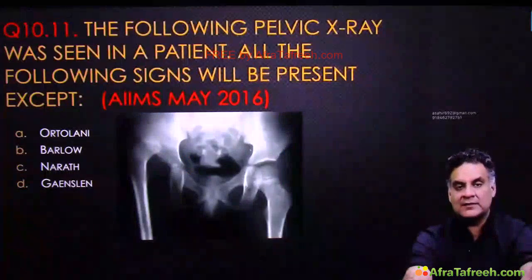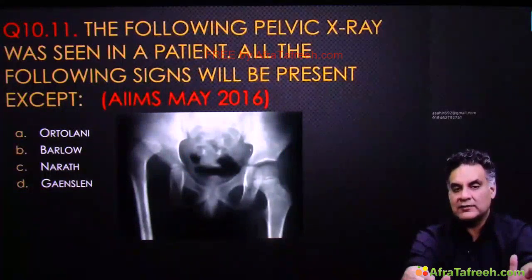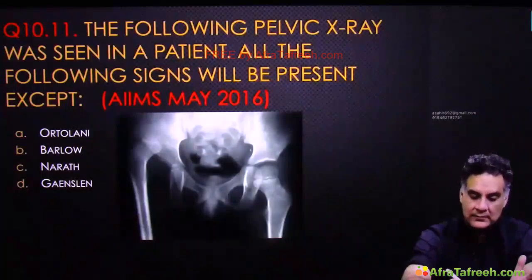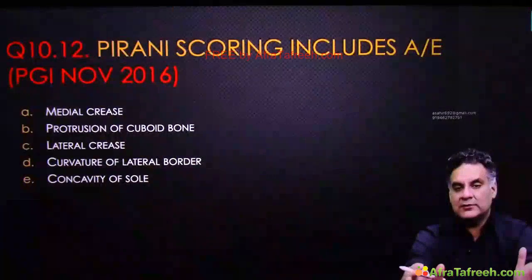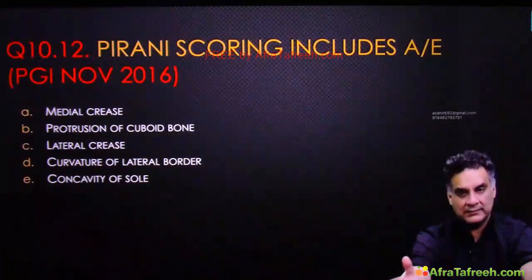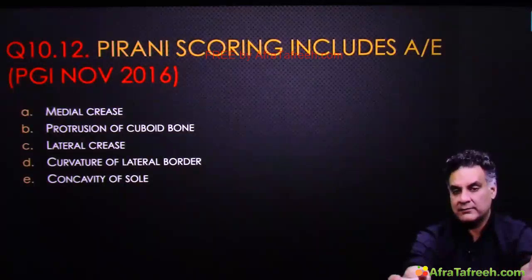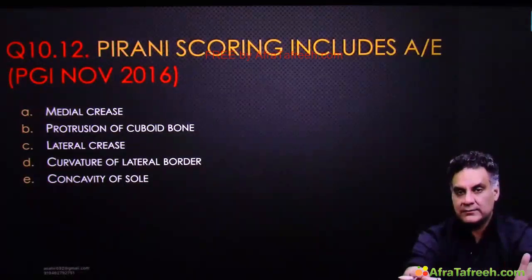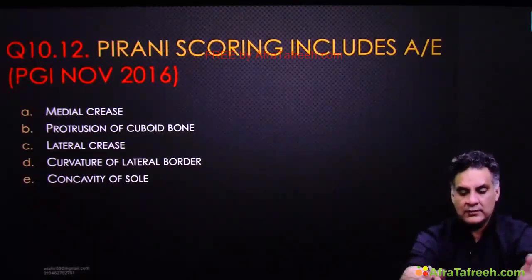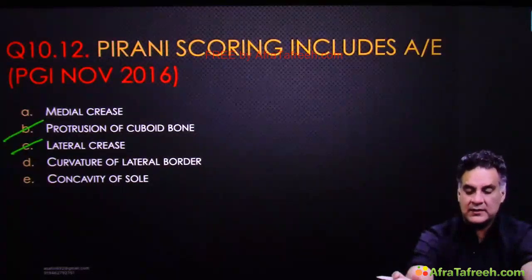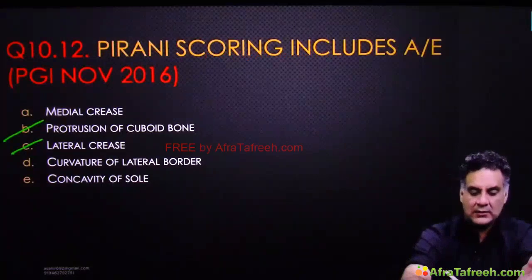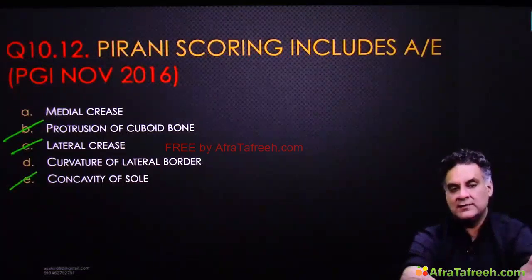The following pelvic X-ray was seen in a patient. All the following signs will be present except Gaenslen, which is for sacroiliitis and will not be seen. Pirani score includes all except. So which of the following is not a part of Pirani? Medial crease: you do have a medial crease. Protrusion of the cuboid bone is not a part. Lateral crease is not there. You have a posterior crease. Curvature of the border is there. Concavity of the sole is not there. So the answer is B, C and E.